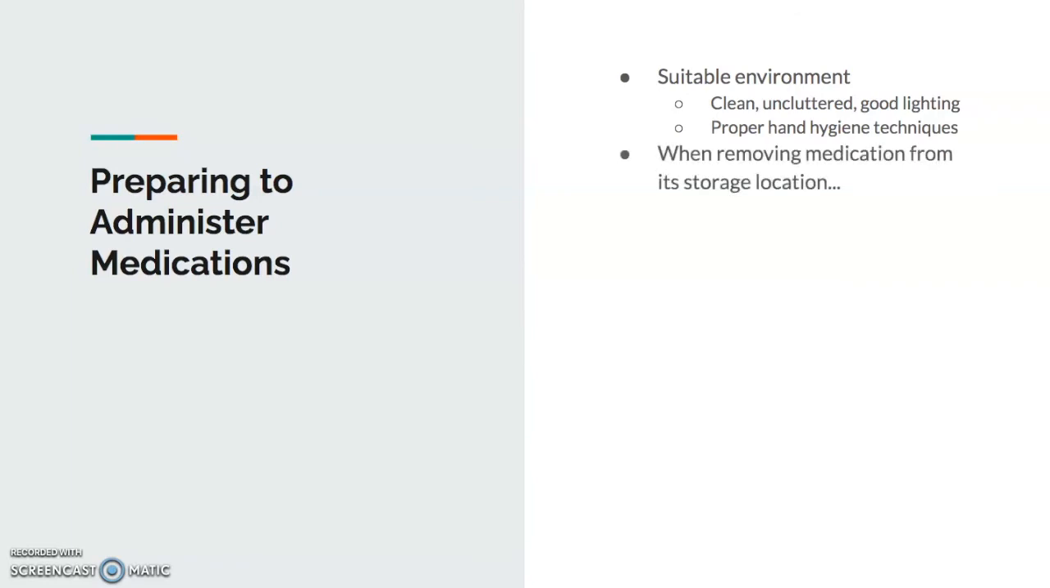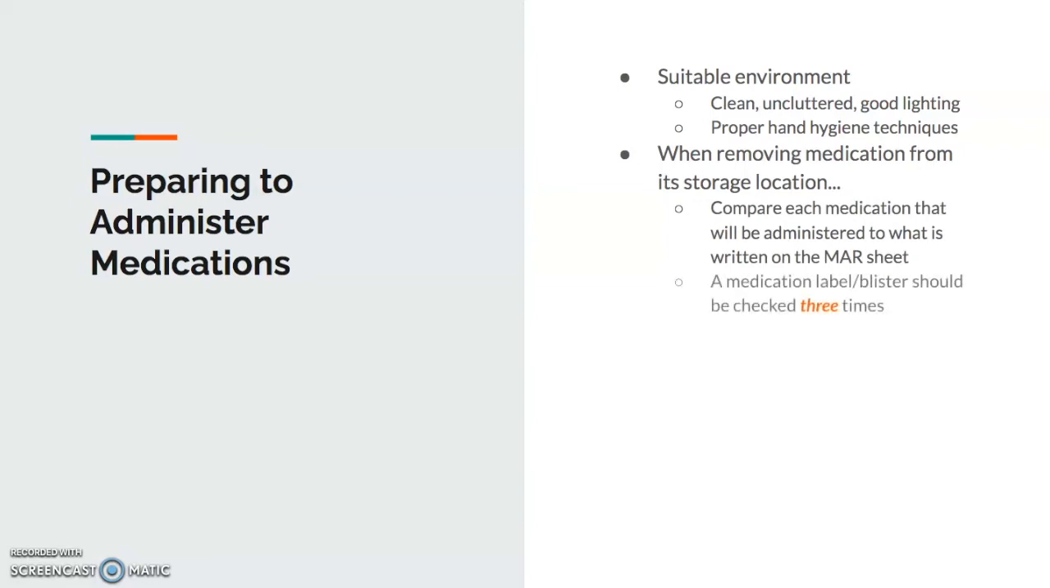After removing medication from its designated storage location, you need to compare each medication to what is written on the Medication Administration Record Sheet, or the MAR sheet. Check the medication label or the blister 3 times. First, when the medication is removed from storage, then immediately prior to removing from the container or packaging, and finally, when returning to the storage area.